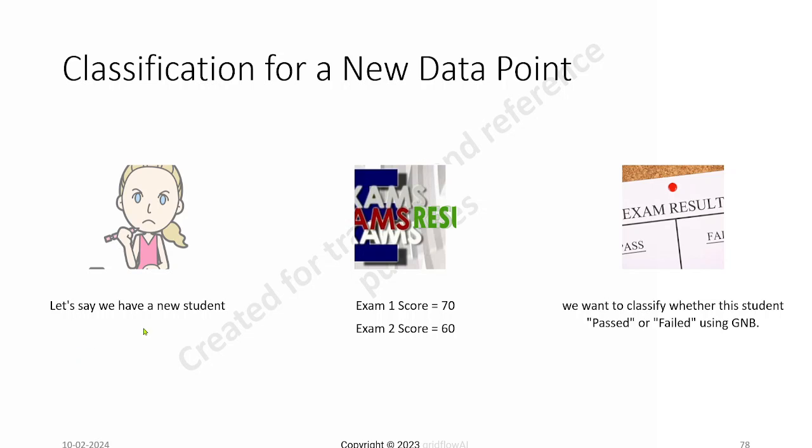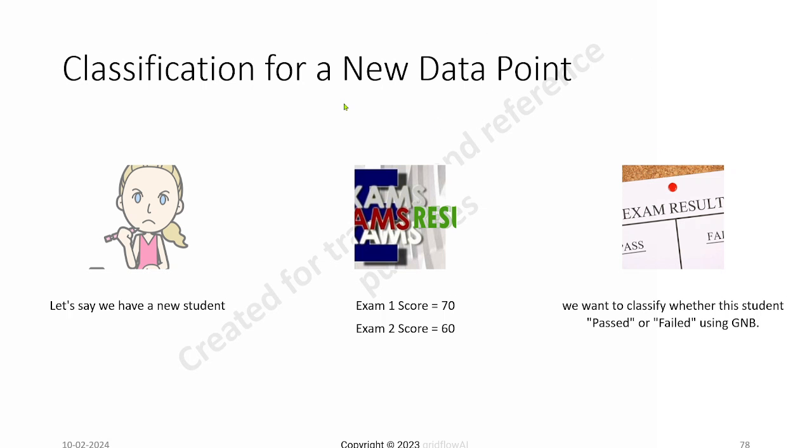So let's say now we have a new student with exam scores of 70 and 60, and we would like to find out if with this score the student is likely to pass or fail, using the estimates the Gaussian Naive Bayes has learned from the training data. So what we're going to do is compute the likelihood for the new features. New features means the features of the test point.